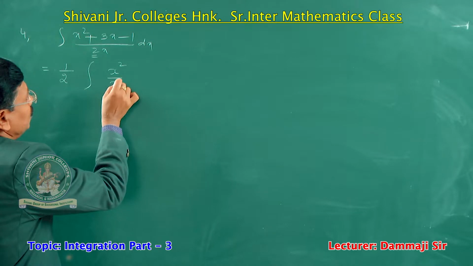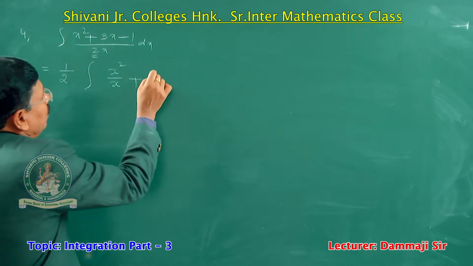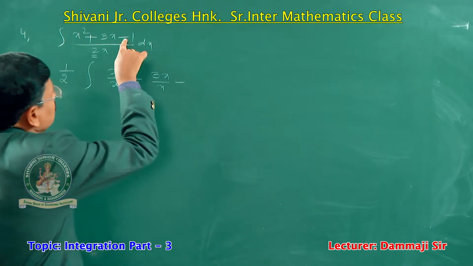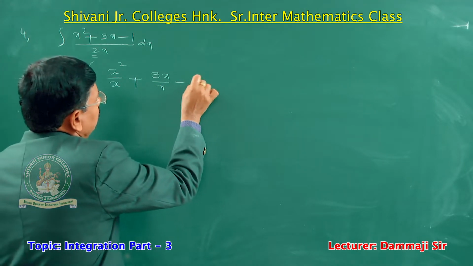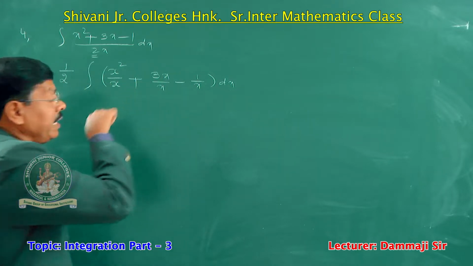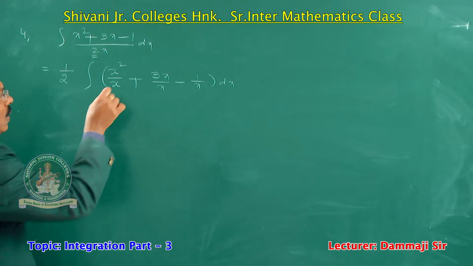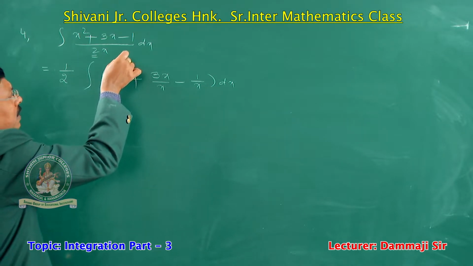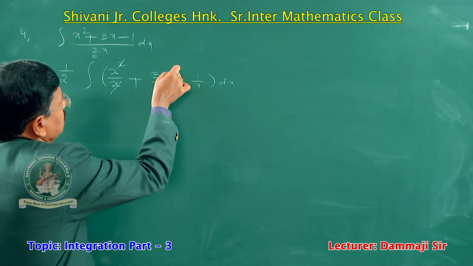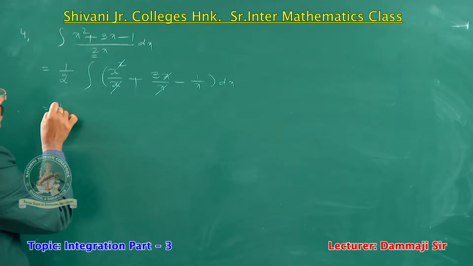Integral of, then either cancellation, expansion, or splitting, like splitting into partial fractions: x square by x. Next, the second term, 3x by x, and then minus, keeping the same sign, 1 by x of dx. After splitting, again algebraic only: we have common variables, so x gets cancelled.